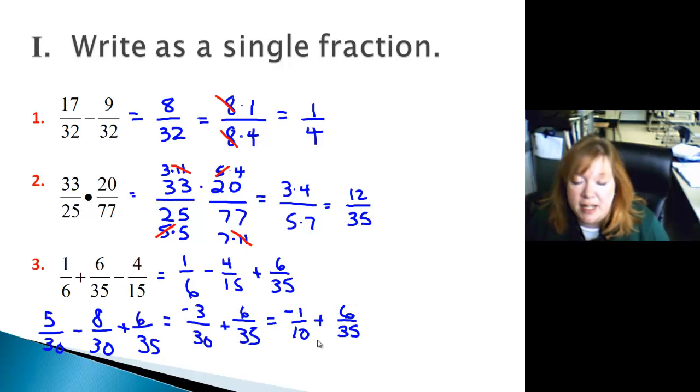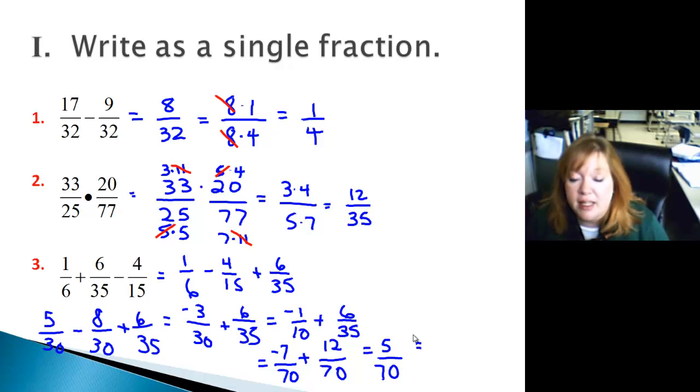Now, to find a common denominator between these two fractions, 70 is the number I come up with, and I'm going to multiply the top and the bottom of this one times 7, and the top and the bottom of this one times 2. So I'd end up with negative 7 over 70 plus 12 over 70. When I add those together, I get 5 over 70, and 5 does divide into 70 14 times, so you end up with 1 over 14.